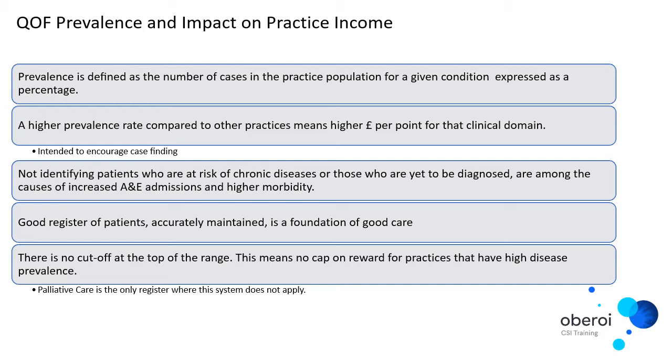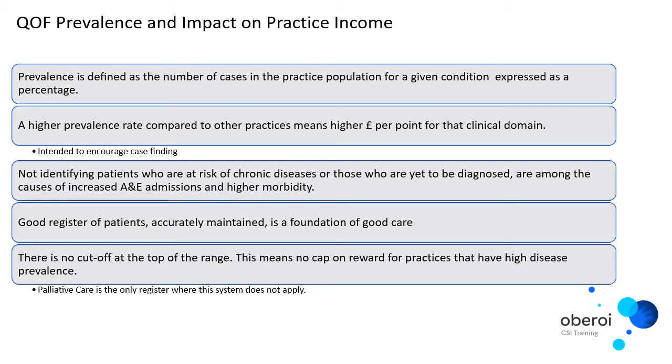Not identifying patients who are at risk of chronic diseases, or those who are yet to be diagnosed, are among the causes of increased A&E admissions and higher morbidity. And a good register of patients, accurately maintained, is the foundation of good care. There's no cut-off at the top of the range for prevalence, so there's no cap on reward for practices that have high disease prevalence.